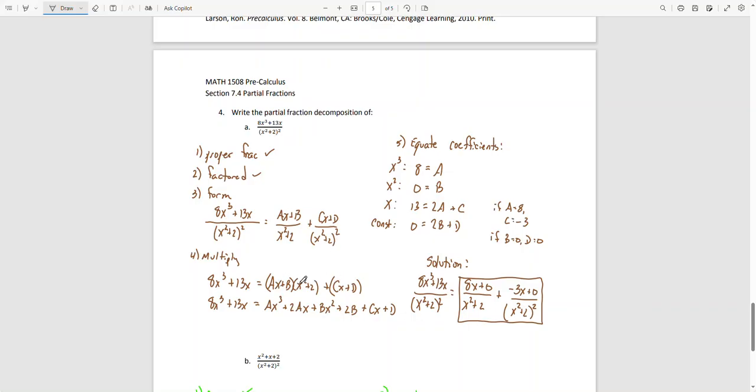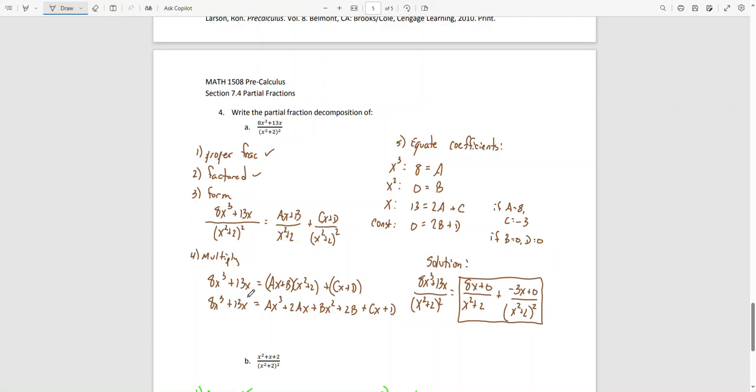Distribute. Ax cubed plus 2ax plus bx squared plus 2b plus cx plus d. X cubes, I have 8 on the left and I have a on the right. So I know a is 8. X squareds, I have 0 x squareds on the left, but I'll have a bx squared on the right. So b has to be 0.